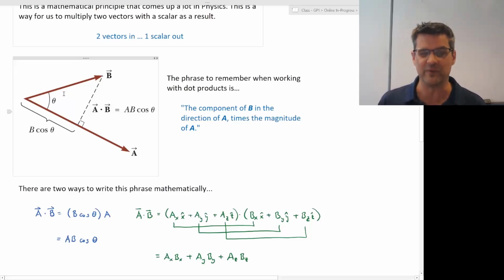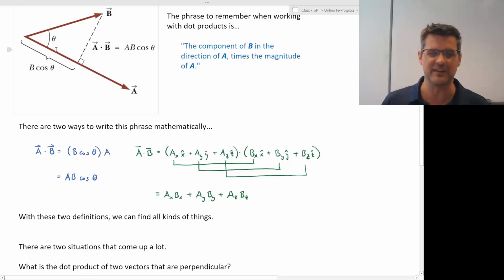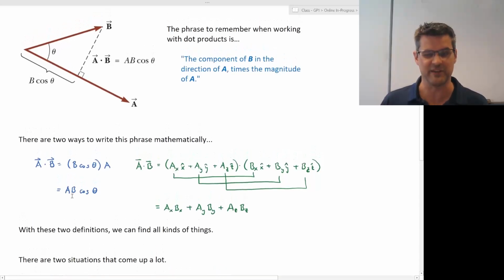Now graphically, the way we can figure out the component of B in the direction of A is to look here through trigonometry. The component of B in the direction of A is this thing notified here as B cosine theta. This is the component of B in the direction of A. So B cosine theta times the magnitude of that vector A is AB cosine theta. And so if I can measure that angle between B and A, I can find the dot product of A and B by knowing the magnitude of A and the magnitude of B.